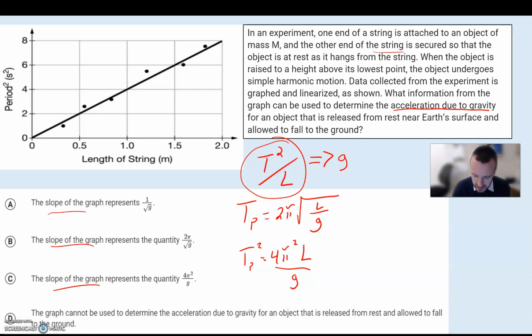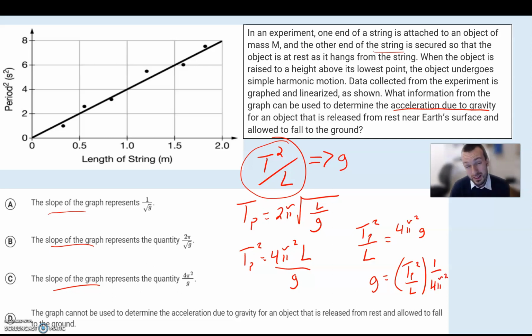Now I'm going to divide both sides by L. So that gets me to my T_P squared, period of the pendulum squared, over L. And why don't we just keep going here? Because that's going to be equal to 4 pi squared over g. And you see that if I solve for g, I'm going to write it like this: T_P squared over L times 1 over 4 pi squared. Now, why did I write it like that? Because I know that this is the slope of the graph that they gave us. And so let's see if we can figure out what our answer is going to be.